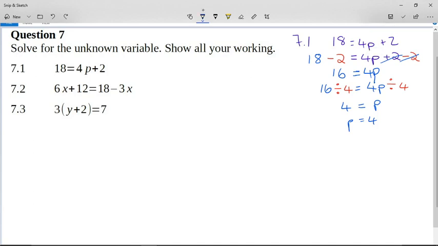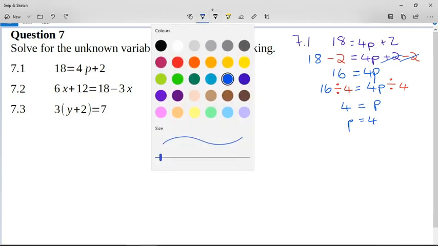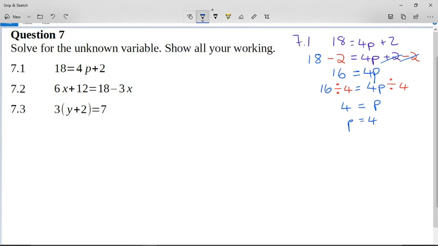Okay, so now let's look at the next one here. What color shall we do this in? Let's make it green. Okay, the next one here has got a bit more than shoes and socks. Number 7.2 says to you, 6x plus 12 equals 18 minus 3x. Now remember, this is more than a two-step equation, so we can always use don't call me after midnight. Remember I said don't call me after midnight.